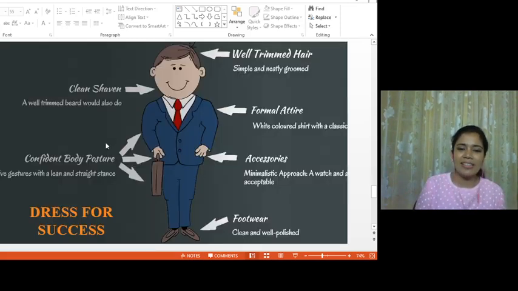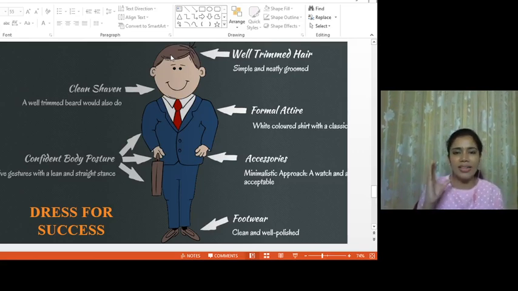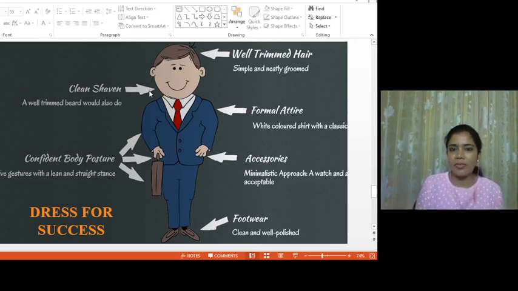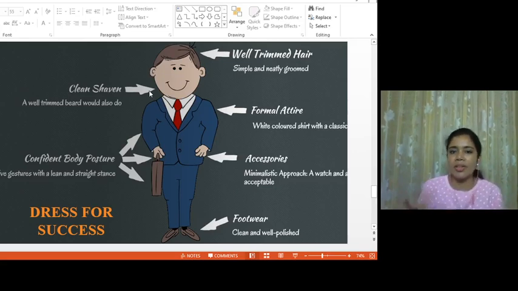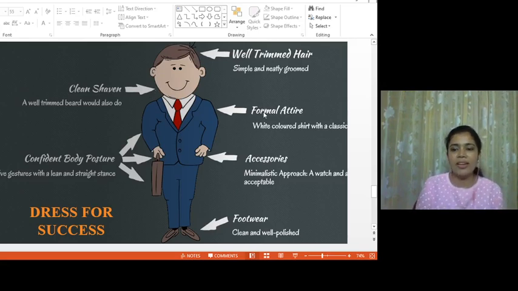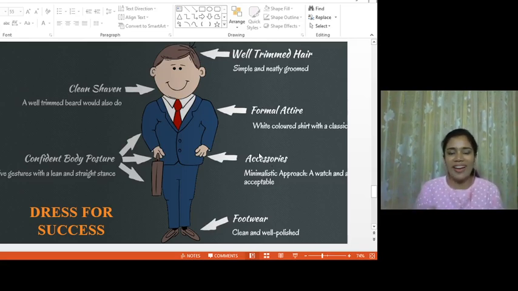Moving on to the dress for both sexes, almost everything we have discussed already. The hair should be well groomed, well trimmed for the boys as well as for the girls. It should be neat and tidy. A clean shaven face is always preferable, but even a well trimmed or well kept beard is fine. Formal attire is definitely fine. We've talked about the formal attire. Accessories, make sure that you haven't put on much fancy or unnecessary accessories.